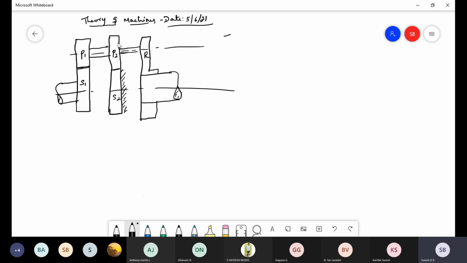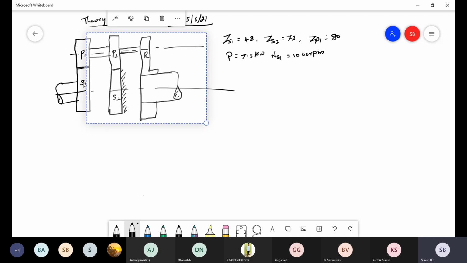Number of teeth: ZS1 equals 48 teeth, ZS2 equals 72 teeth, and ZP1 is given, ZP1 equals 80 teeth. Then the power transmitted, P equals 7.5 kilowatt, and the rotation speed of the gear S1, N equals 1000 rpm. The gear S1 is rotated at 1000 rpm.